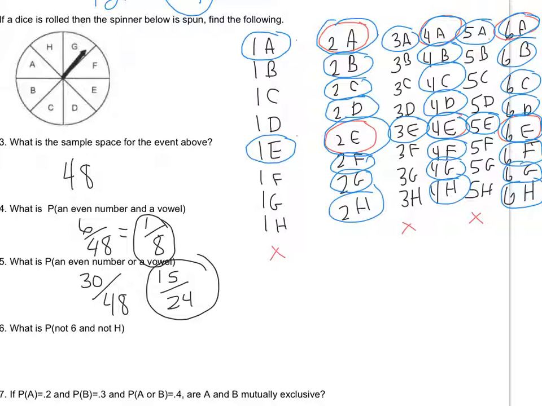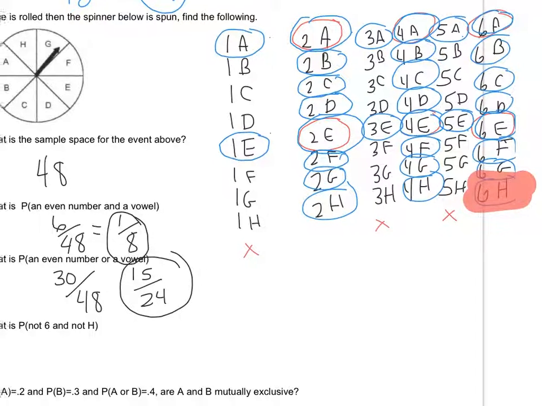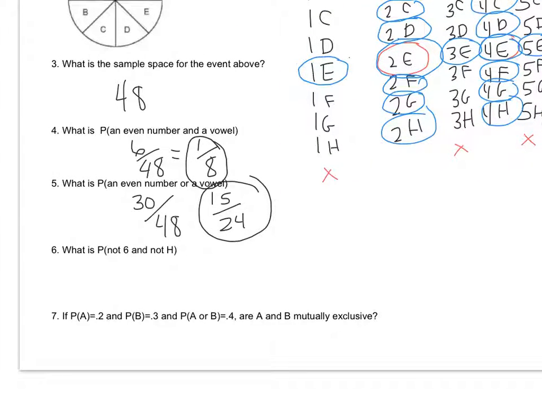So this last one says, what's the probability of not getting a 6 and not getting an H? So we want to know all the ones that have no 6 and don't have an H. So the only one that has both of these would be 6 and H. So this one, the 6 and H, has both of these. So every other one has not a 6 and not an H. It doesn't say or, it says and. So they both have to be true. So really, this would be all of them except for one, so this would be 47 out of 48.